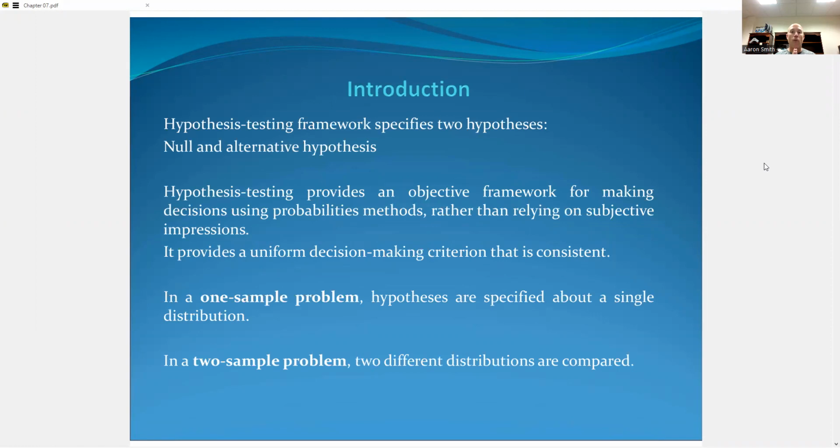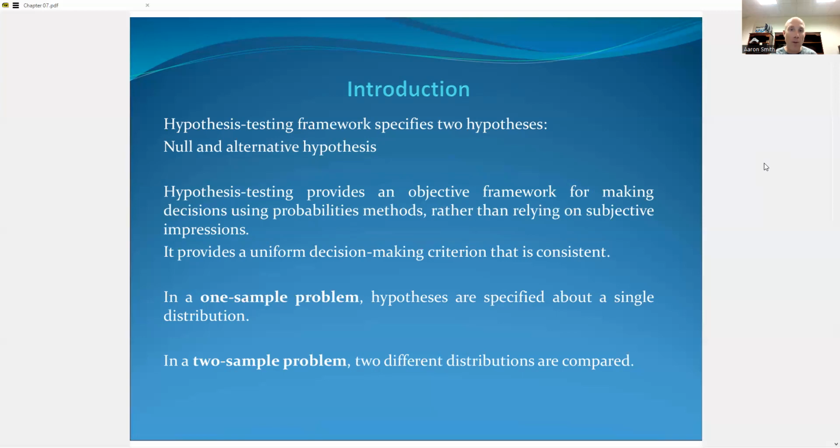Hypothesis testing framework specifies two hypotheses, null and alternative hypothesis. Hypothesis testing provides an objective framework for making decisions using probability methods rather than relying on subjective impressions. It provides a uniform decision-making criterion that is consistent. In a one-sample problem, hypotheses are specified about a single distribution. In a two-sample problem, two different distributions are compared.